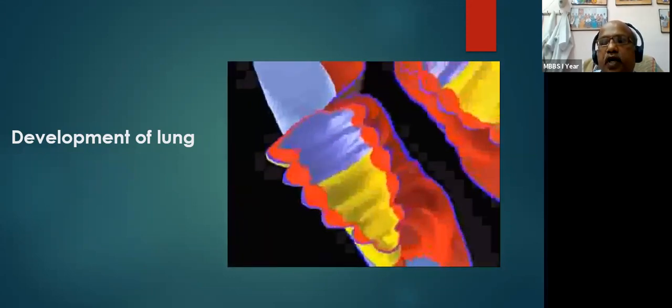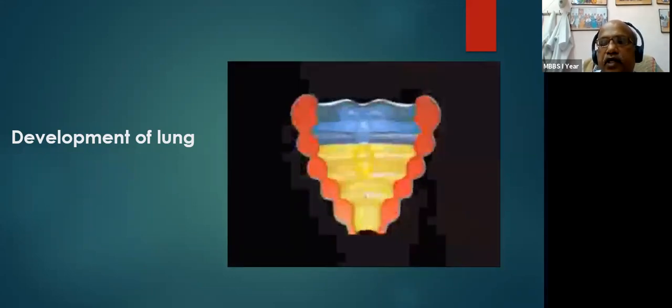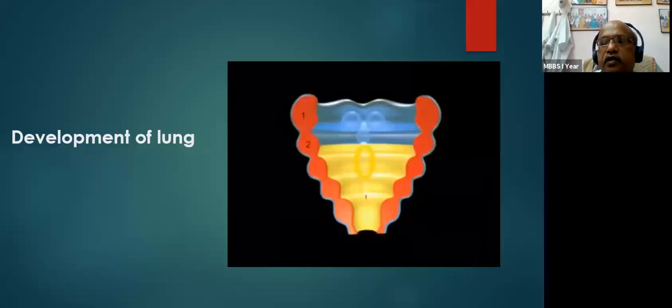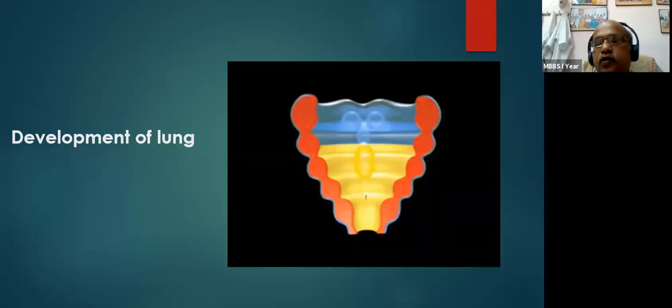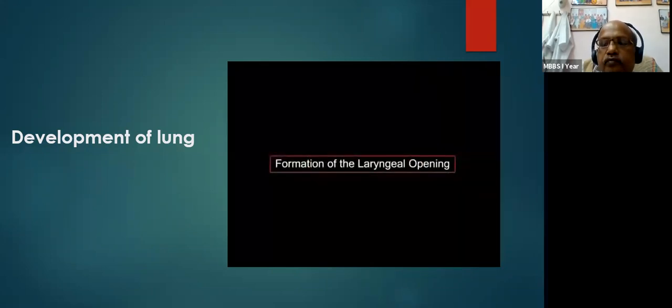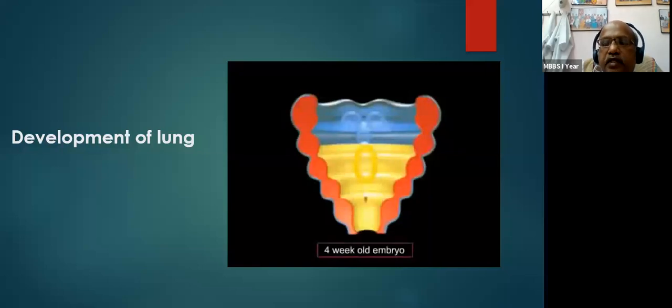This part of the video we will be seeing only in the head and neck. So this is the ventral aspect of your pharyngeal arches. See that 1, 2, 3, 4, and 6 pharyngeal arches. This we will read in head and neck. Formation of the laryngeal opening.